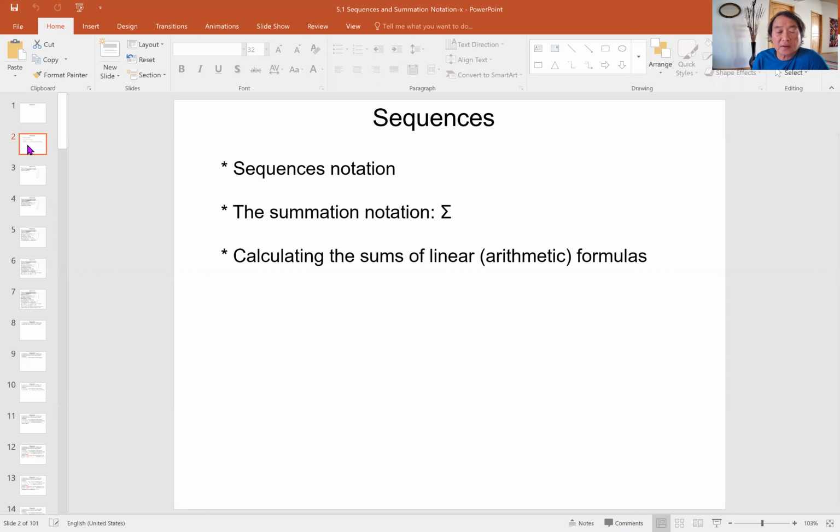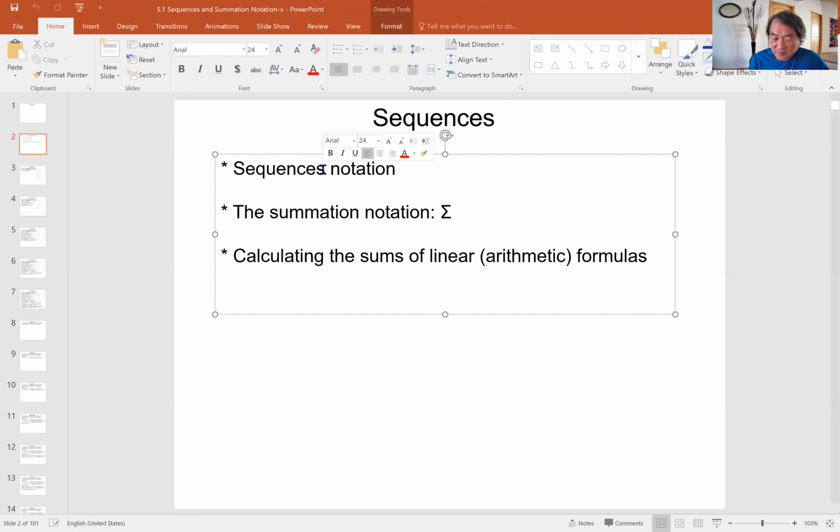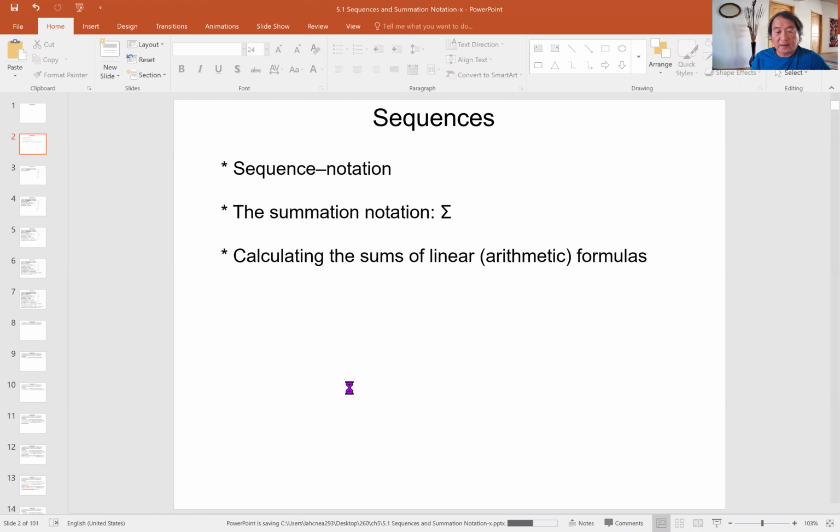In particular, we're going to talk about three topics: the sequence notation, the summation notation, and we're going to do one calculation formula for arithmetic and linear sequences.